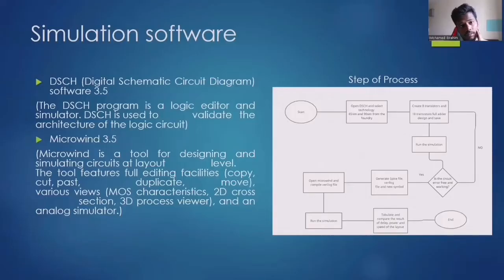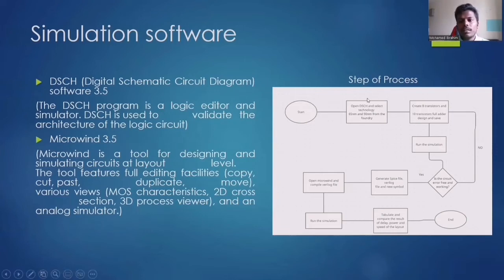Second, methodology. First we are going to use two different software tools. The first one is DSCH, which is a digital schematic tool used for designing the circuit, and then Microwind, which is used to generate the layout and find the power consumption, the speed of the processor, and at the same time the time delay.